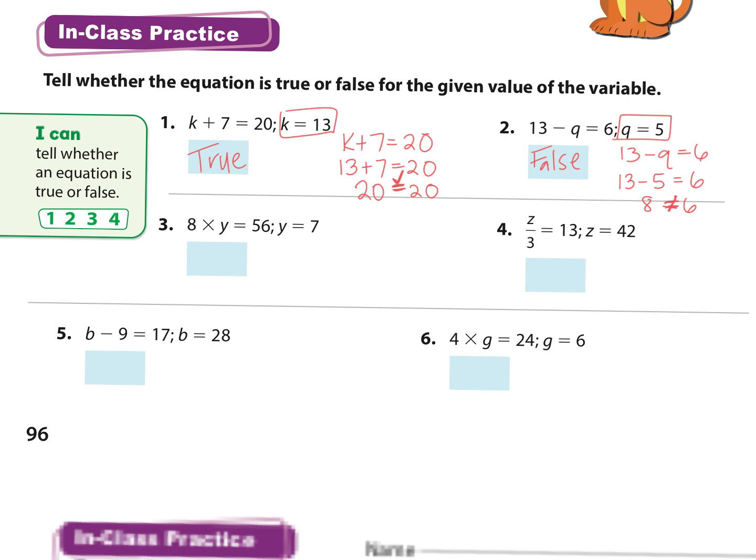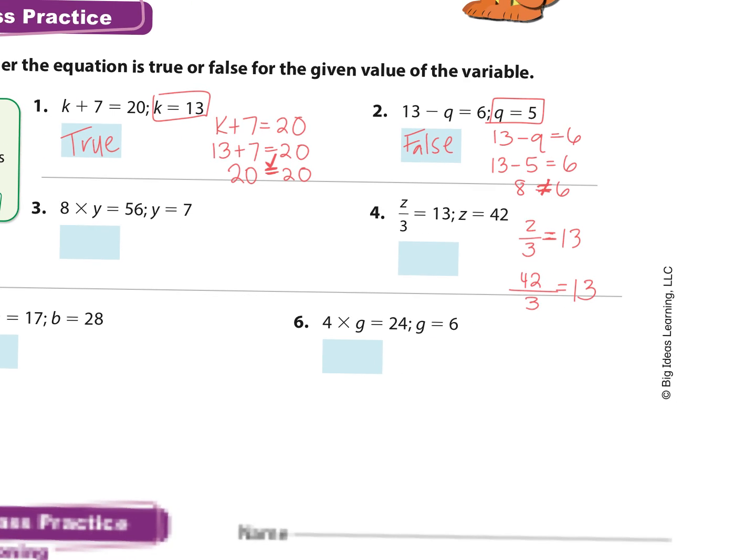All right, let's look at number 4. Number 4 is a fraction. It says z divided by 3 equals 13. Don't forget, a fraction is a division symbol. It means z divided by 3. So if I plug in 42 where z is, and I divide it by 3, it should equal 13 is what this equation says. So I want to test it out.